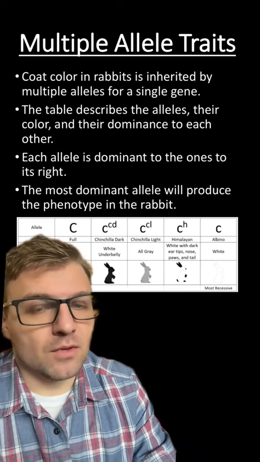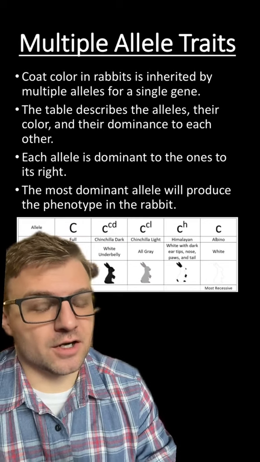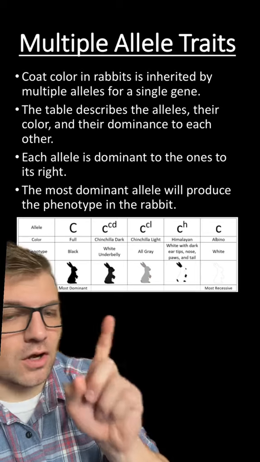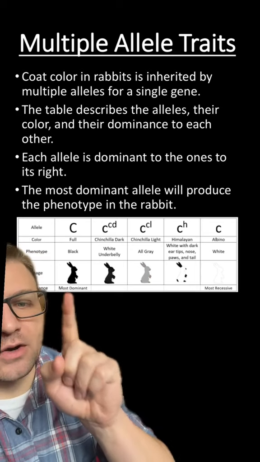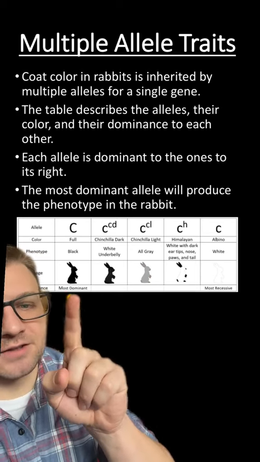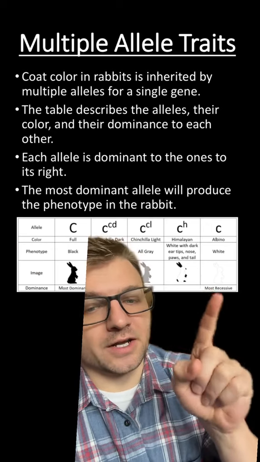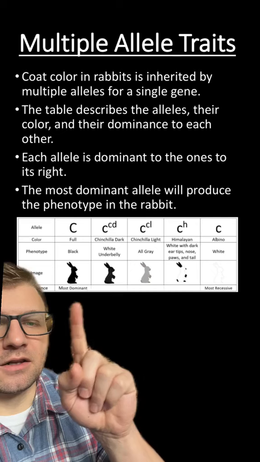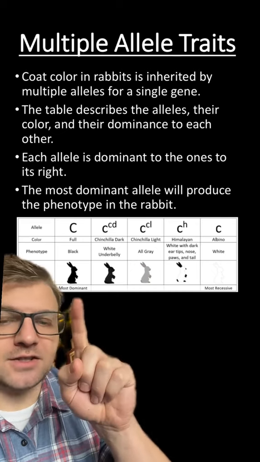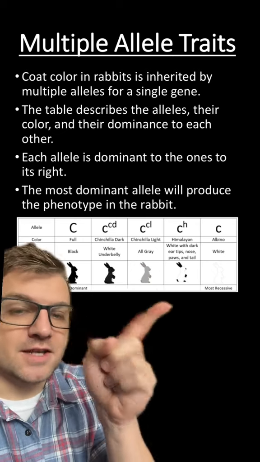In rabbits, there are multiple alleles for a single gene for their coat color. This table describes all of the alleles. You can see the most dominant allele is all the way here to the left, while the most recessive allele is all the way here to the right. So the more dominant alleles will always be the phenotype when they're matched up with the more recessive alleles.